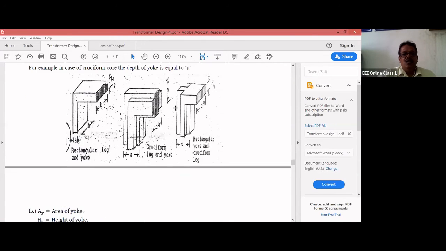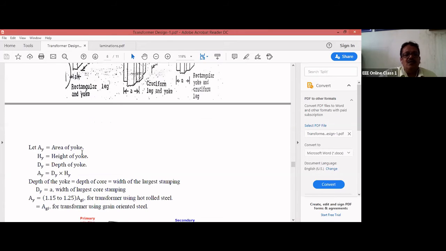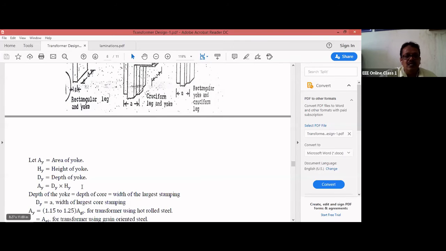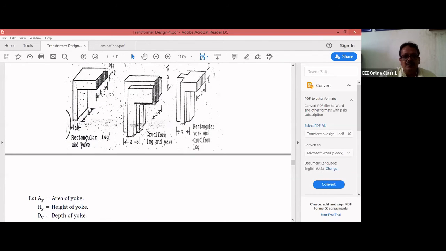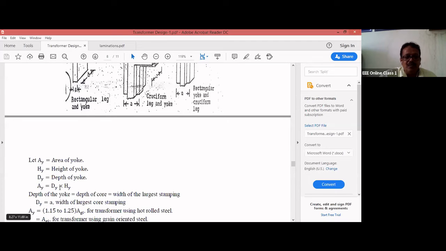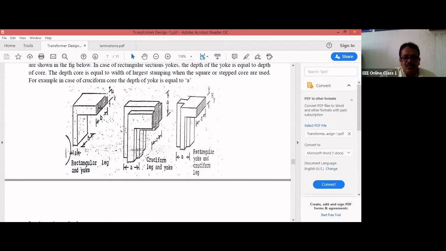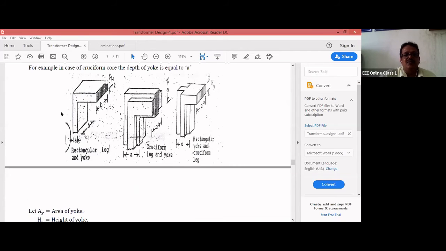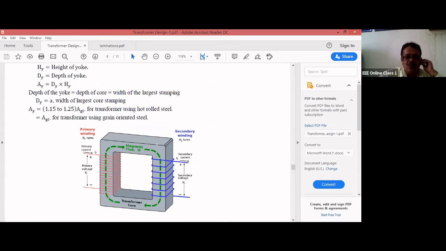Okay. Now Ay is the area of the yoke. HY is the height of the yoke, and DY is the depth of the yoke. The area of the yoke can be calculated as depth of the yoke into height of the yoke. Depth of the yoke is equal to depth of the core, which is equal to the width of the largest stamping. Normally, if you take a square core, square means both sides will be equal, A and A.